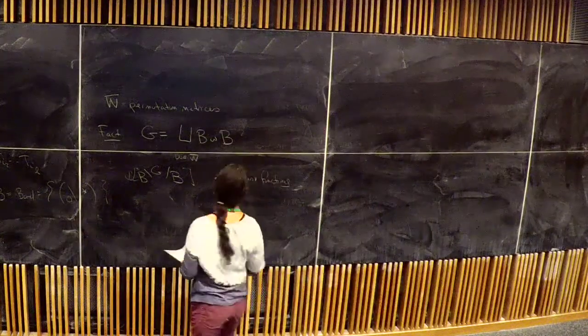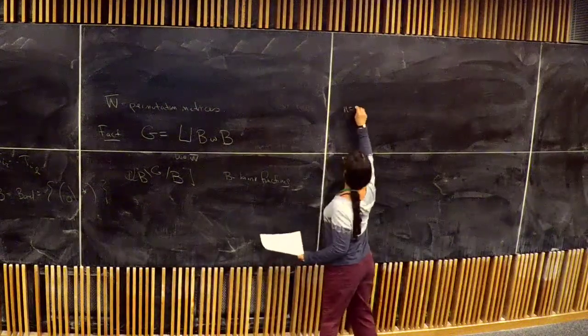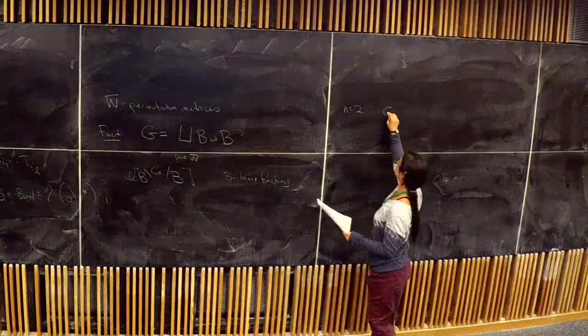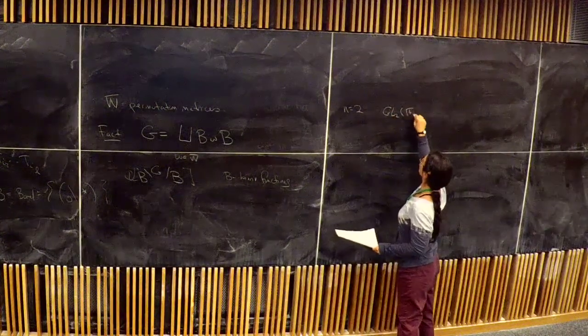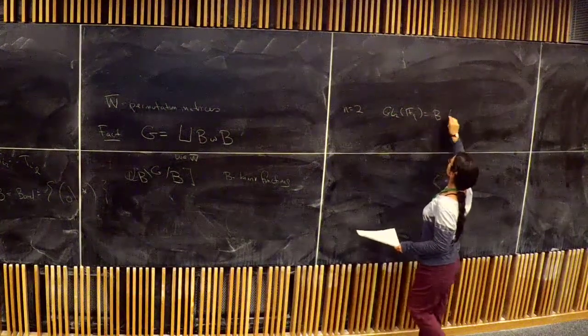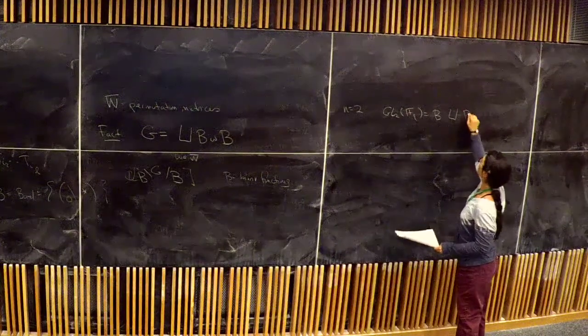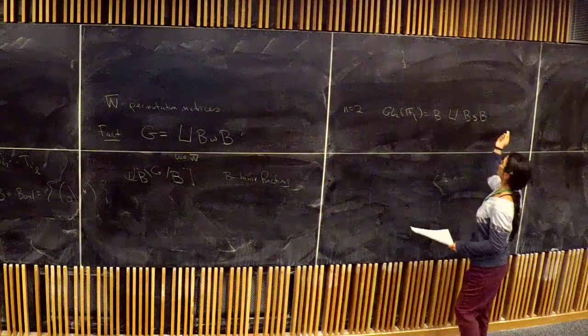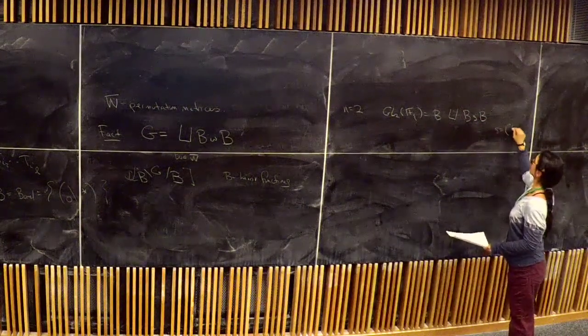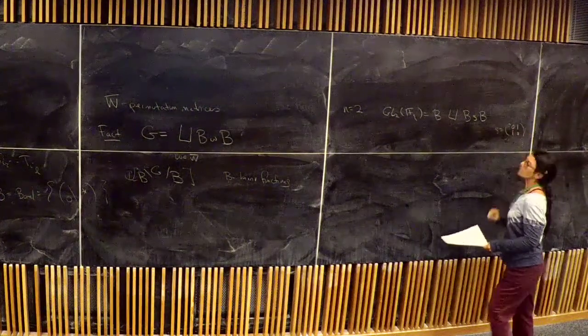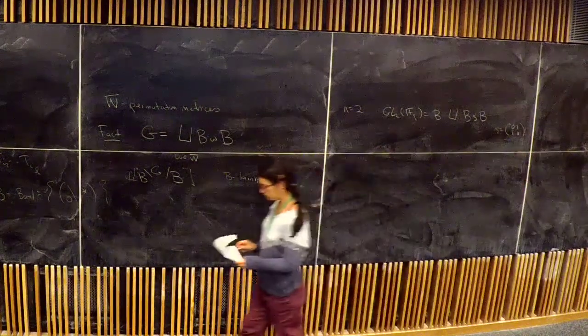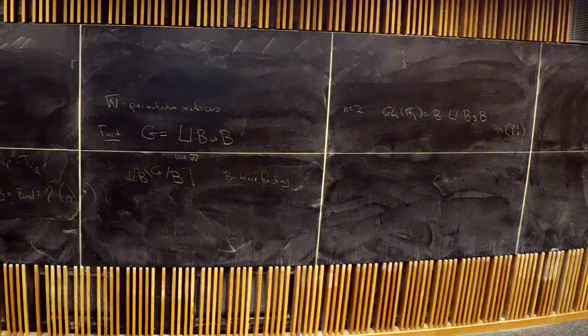So for n equals 2, for instance, what are we saying? We're saying that GL2 of F_q is the disjoint union of upper triangular matrices and one other double coset. That's this 2 by 2 transposition matrix.